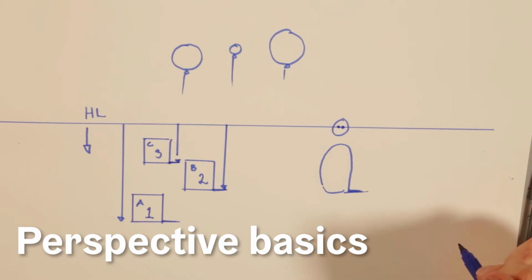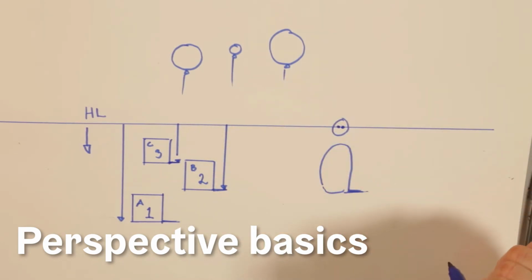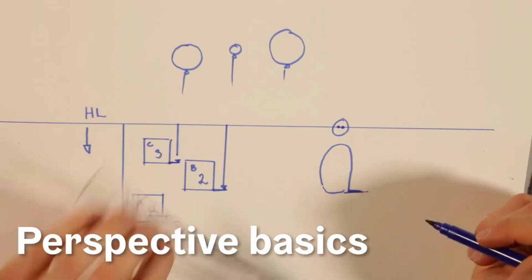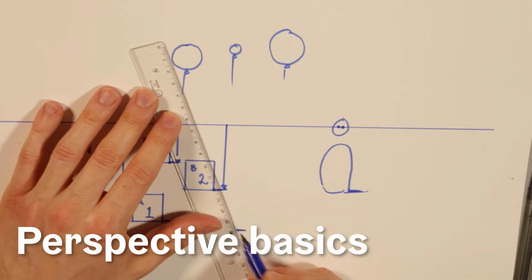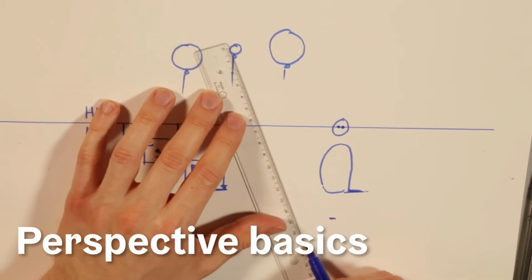On the balloons, we don't know where they are compared to the ground, so we cannot define which is the farthest away. They might be different sized. I'm now going to mark a shadow for each of them on the ground.